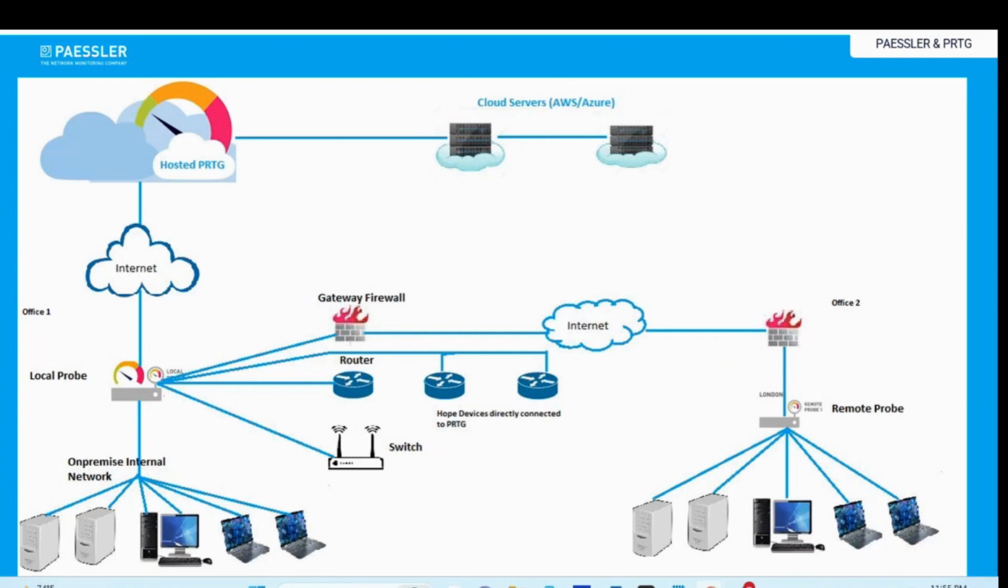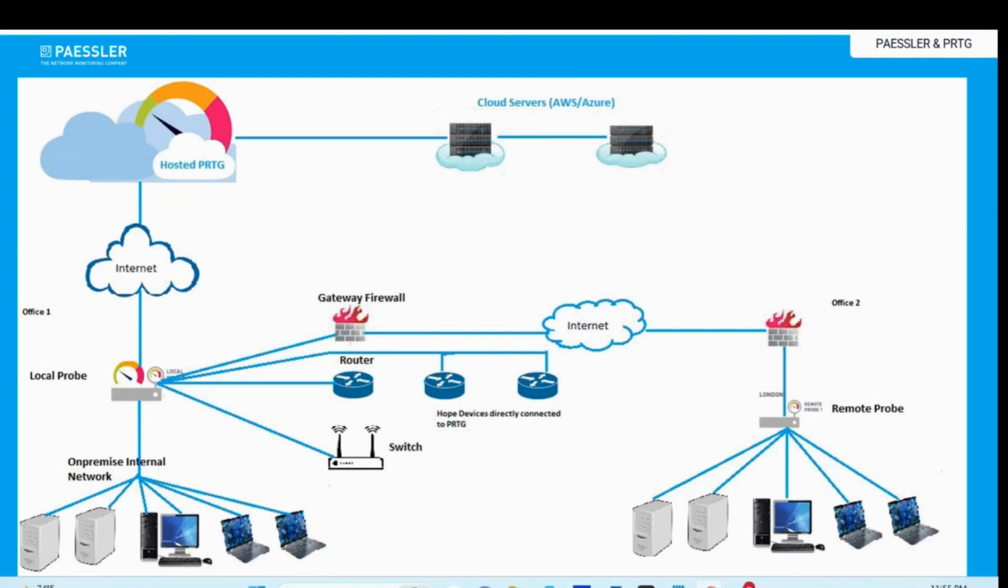If you have any cloud servers, they will get connected directly, public IP to public IP, so there would be no challenges. If you go for an on-premise PRTG core server, it will act in the same way. Whatever devices are connected directly or indirectly, it is going to monitor those devices and collect the information.